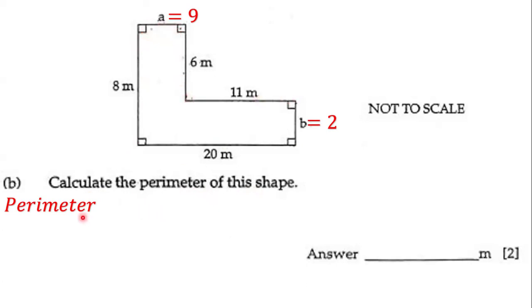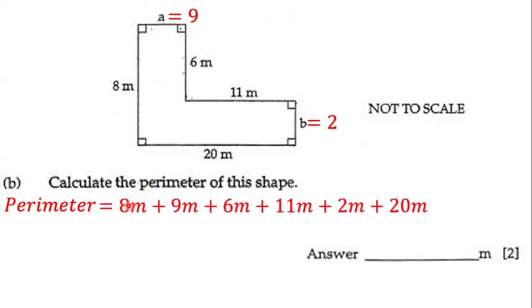And so the perimeter is going to be 8 meters plus 9 meters plus 6 meters plus 11 meters plus 2 meters plus 20 meters. When we add them all up together, we get 56 meters. And so that means that the perimeter of the shape is 56 meters. And that's the answer to this question.